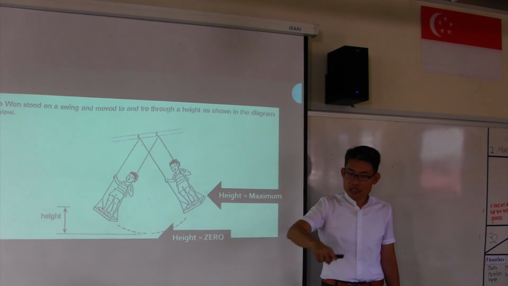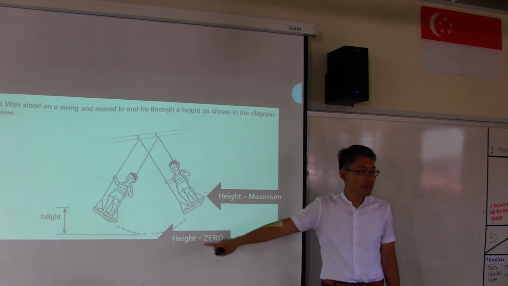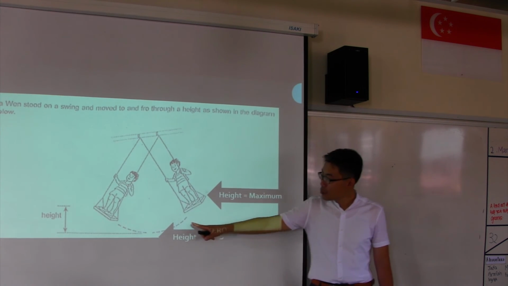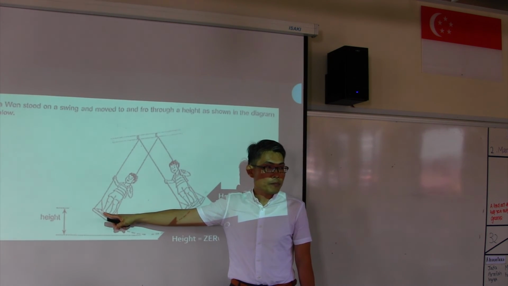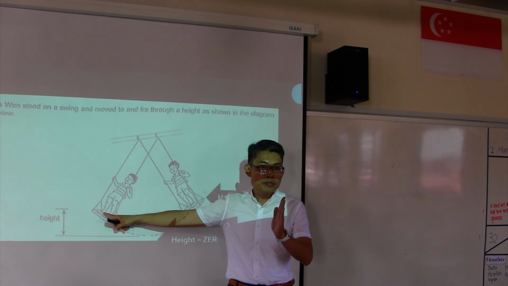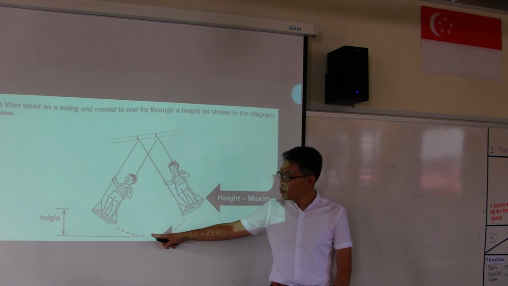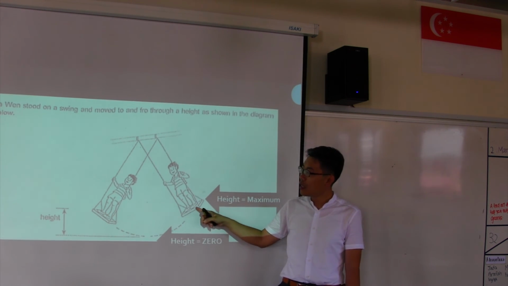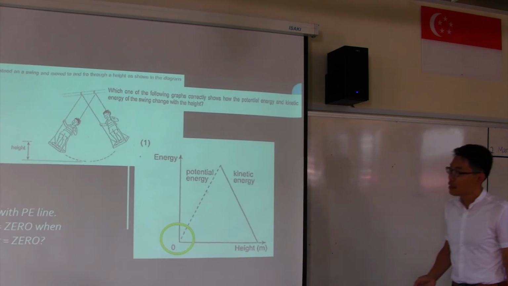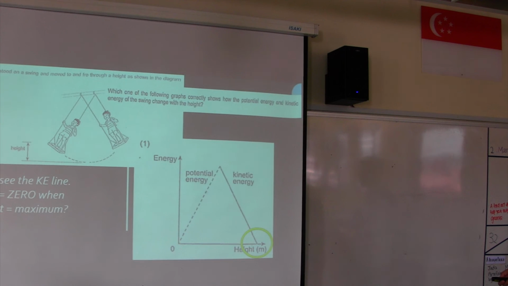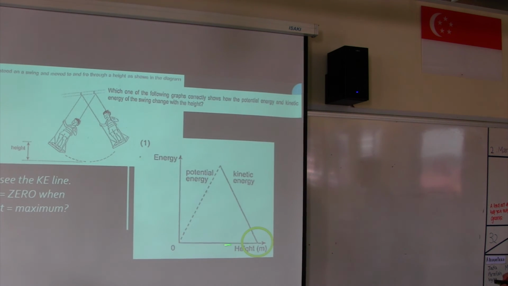When it stops for just a split second, before it swings down again. Here it's moving, here moving, here moving, here moving, here moving, but here it should stop, right? For just a while before it starts to swing backwards again. Move, move, move, move, slow down, stop. Alright, so this part should be zero. Right, when it's at the maximum height, it should be at zero. So it seems to be okay. This part seems okay.